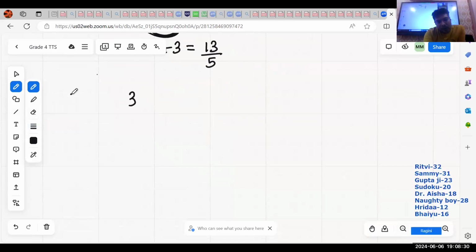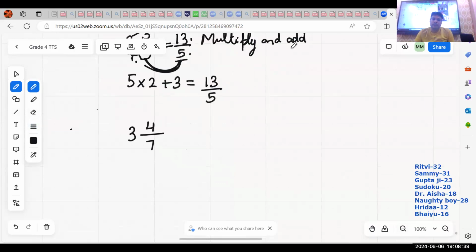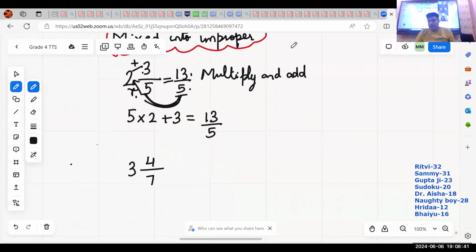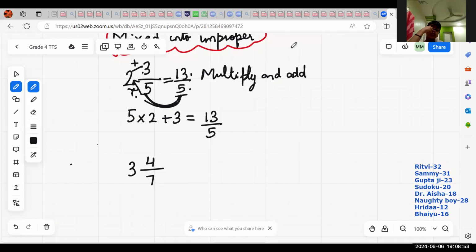3, 7 by 4. We have understood, right? First we multiply, then we add. Do it, guys. Give an improper fraction. So we have to multiply 7 and 3. Yes.